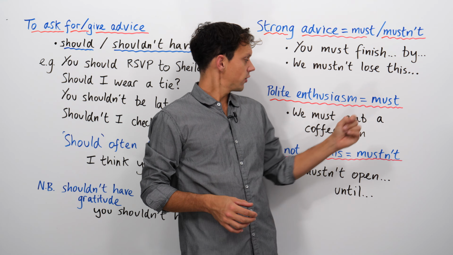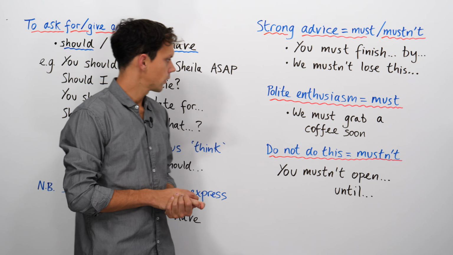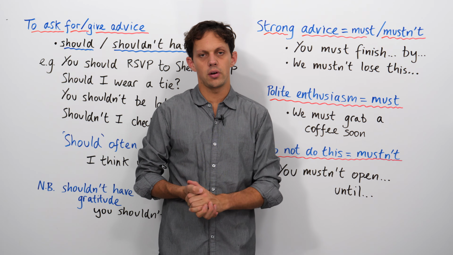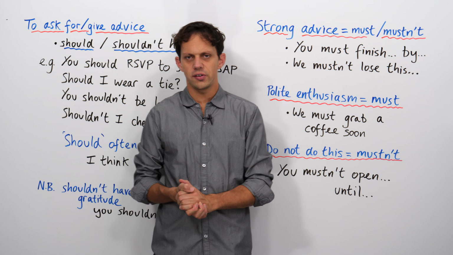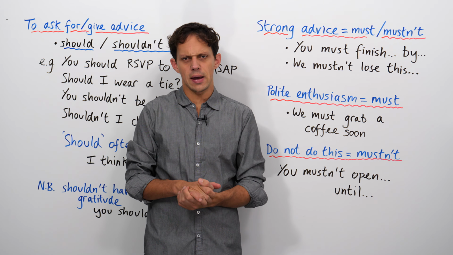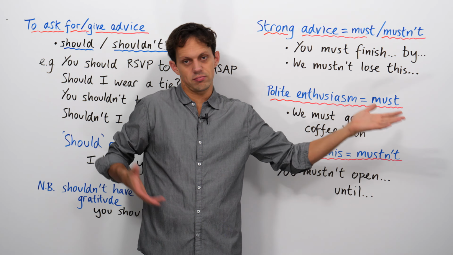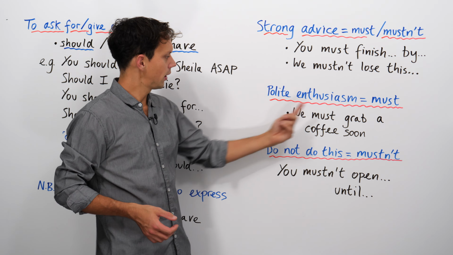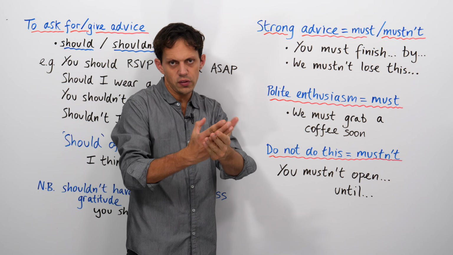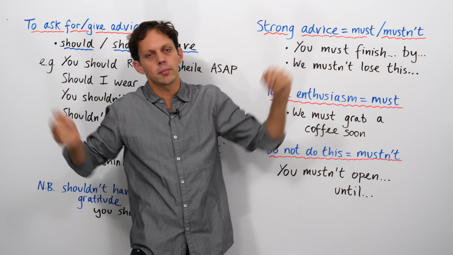We can use must to express polite enthusiasm. For example, we must go out soon. We must grab a coffee soon. We must spend a weekend together. We must go and see David soon. We must, you know, a polite kind of suggestion. You're not saying we are definitely going to do this. You're saying it's an idea. We could do it. We must.